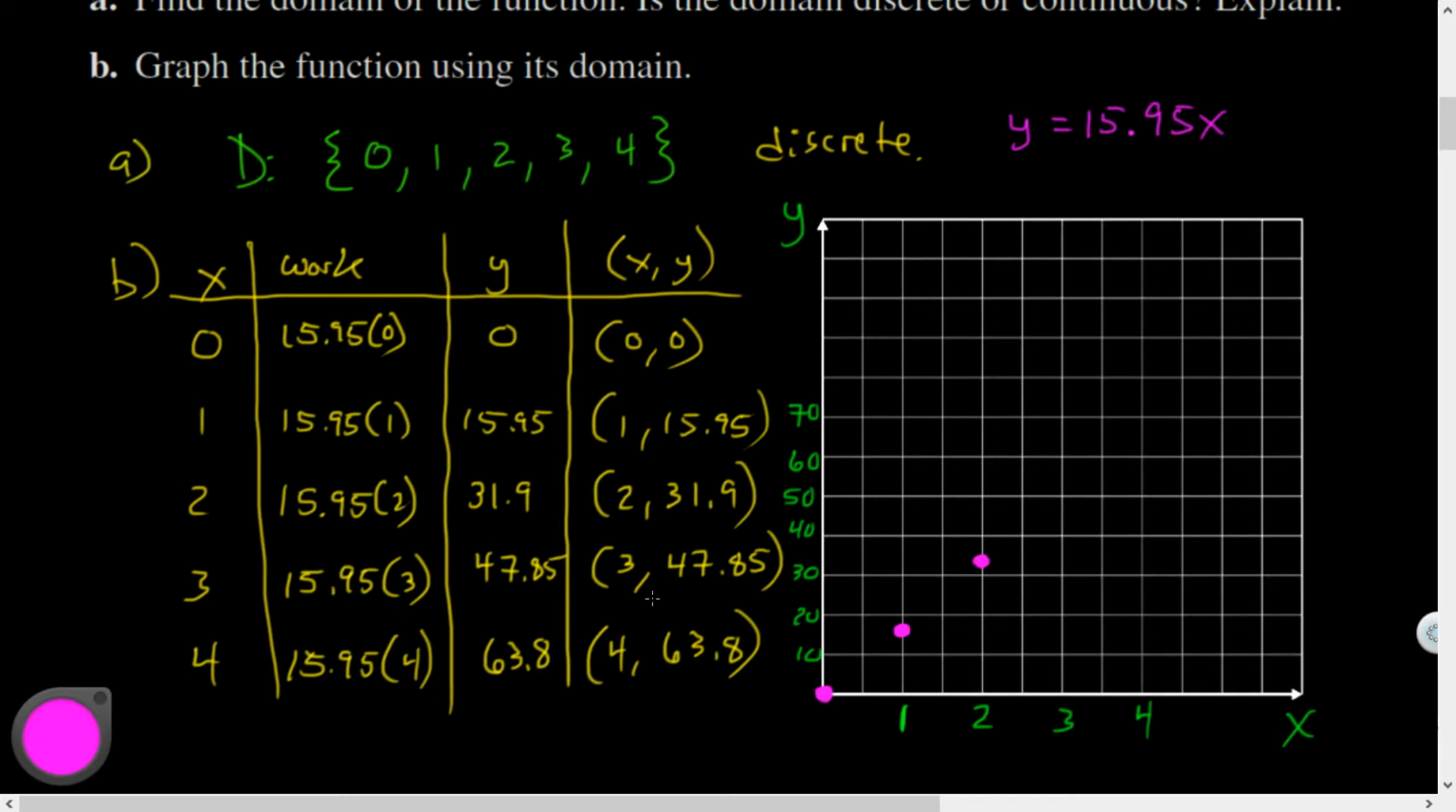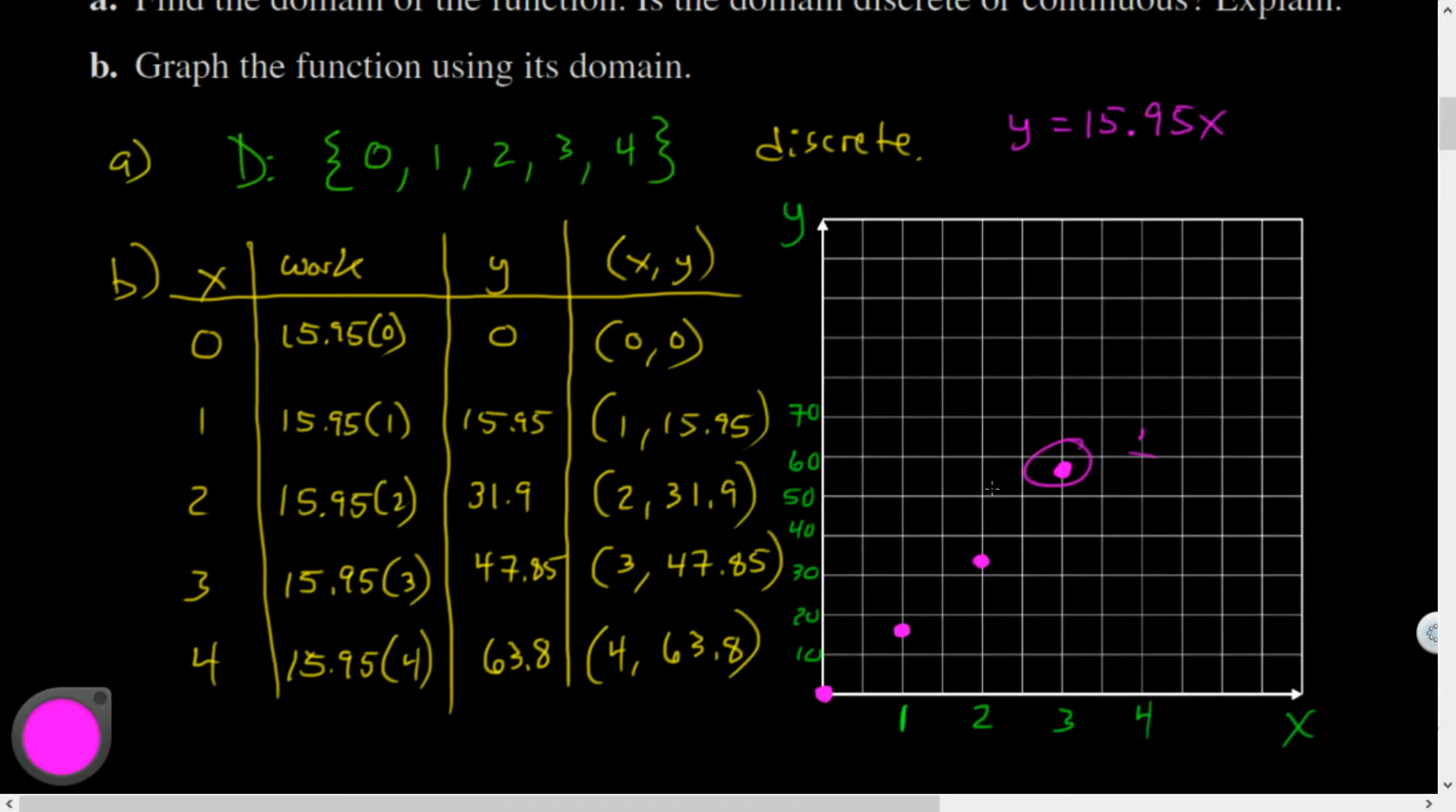And let's see, then I've got 3. So over 3 and up 47.85. So 78.5% of the way between these two values for my y. So I don't know about there. All right, I'm just doing the best I can. And let's see, 4 and then 63.8. So up to the 60 line is here. 70 is there. So 63.8 is going to be like 38% of the way there. So did I mess up somewhere?